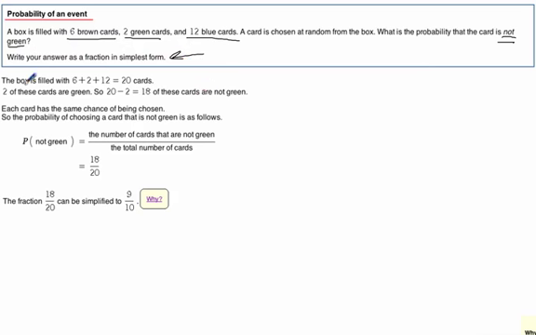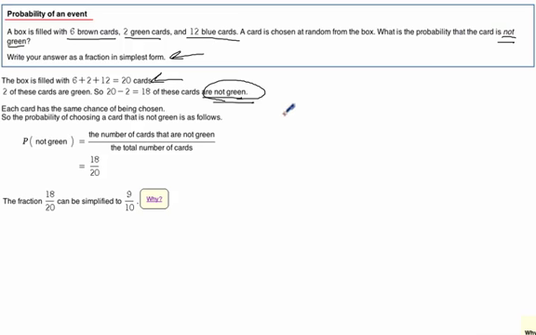So if we look in there, we know that we've got 6 plus 2 plus 12 makes 20 cards altogether, because that's going to be important to know what the total is. And then 2 of them are green, so that means that 20 minus 2, or 18, are not green. So we need to figure out 2 things.